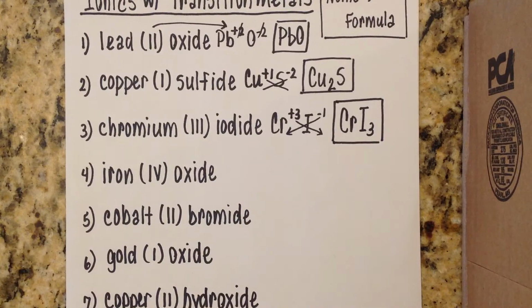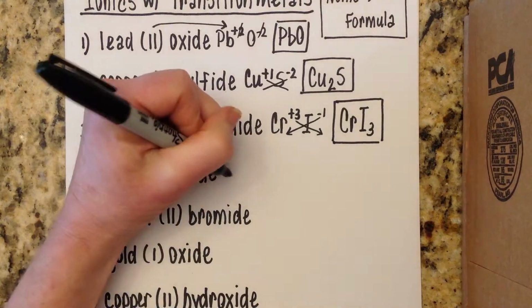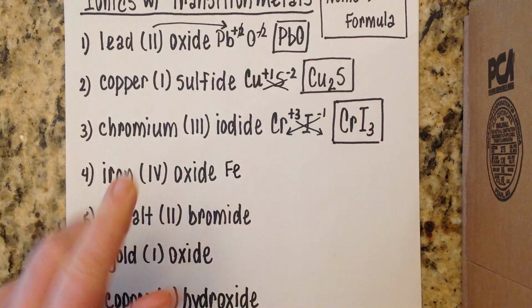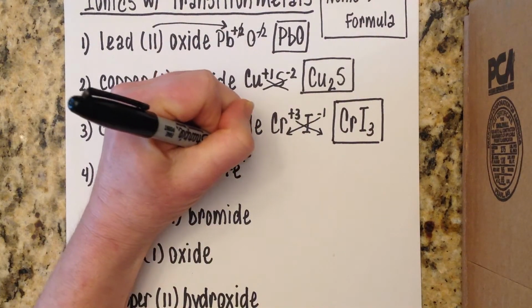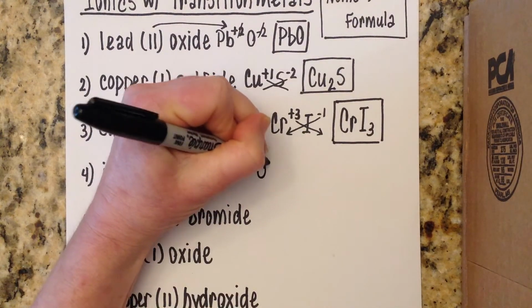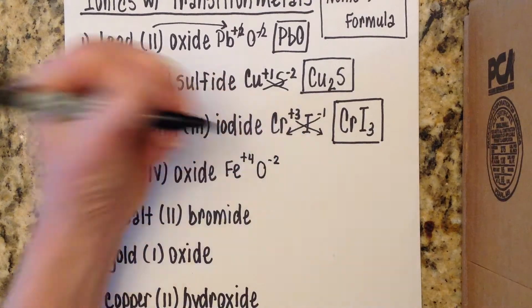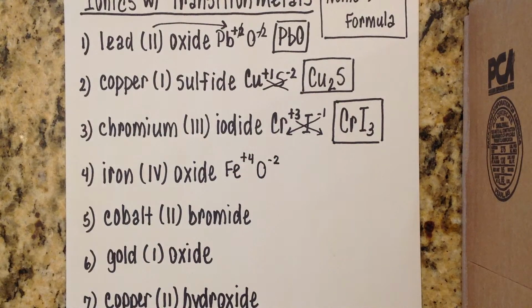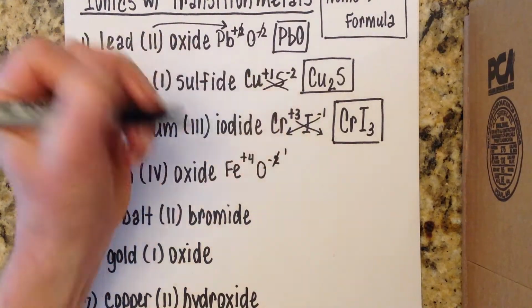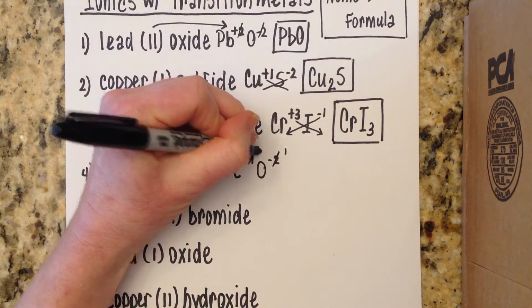Let's look at number 4. Iron, that is Fe. It has a +4 charge in this case. Oxide is O -2. This one's got something special going on. Do you know what it is? When you look at it, what do you think I'm going to do here? I'm hoping that you see these can be reduced before you crisscross. This is going to reduce to a 1. This is going to reduce to a 2.